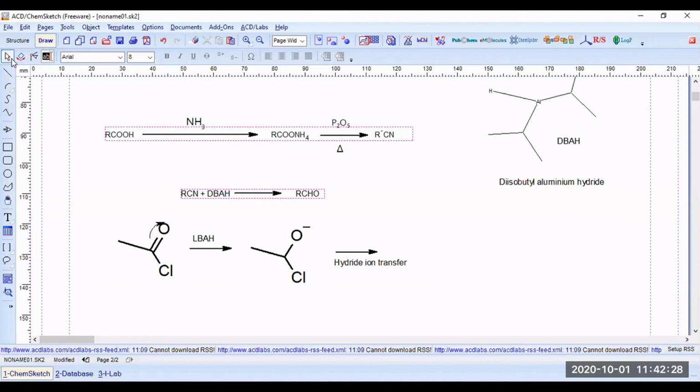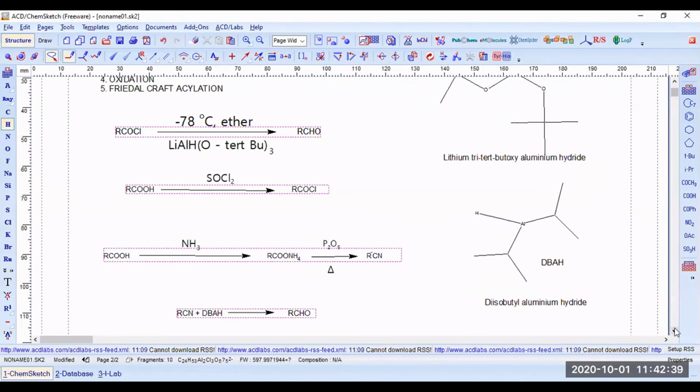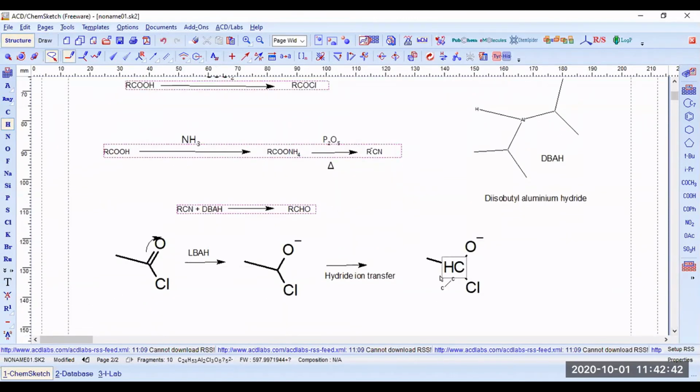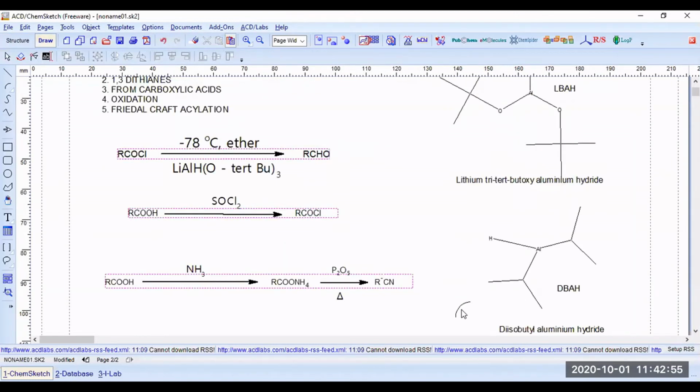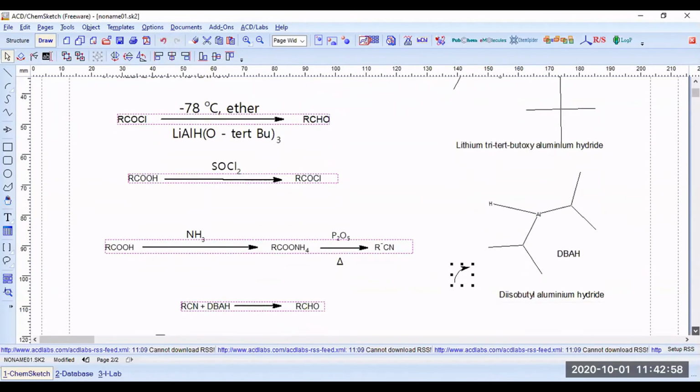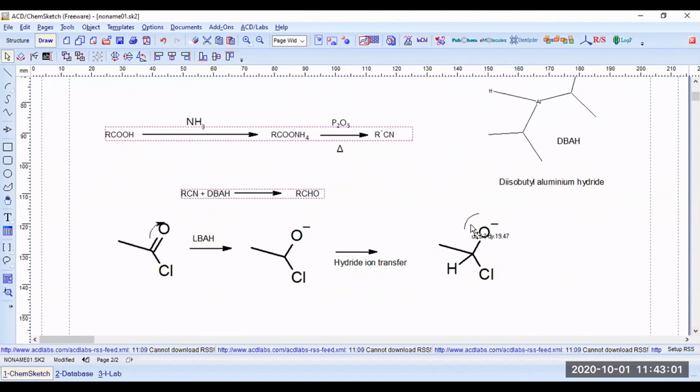This carbon is having a negative charge and one hydrogen is also coming as an extra. So now what will happen? Already hydrogen is there. Now this O minus will shift here and we can use the same arrow. So now in reverse manner, what will happen? And now this will be reversed.